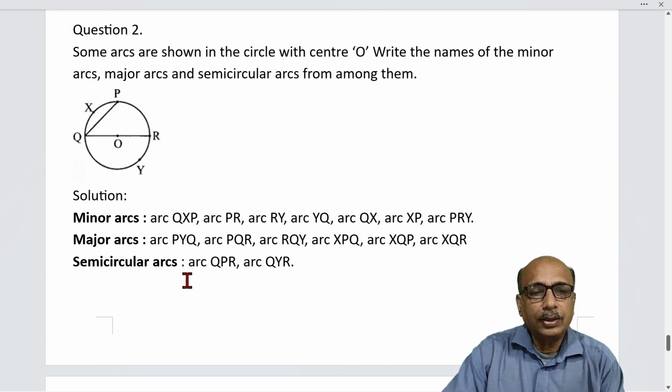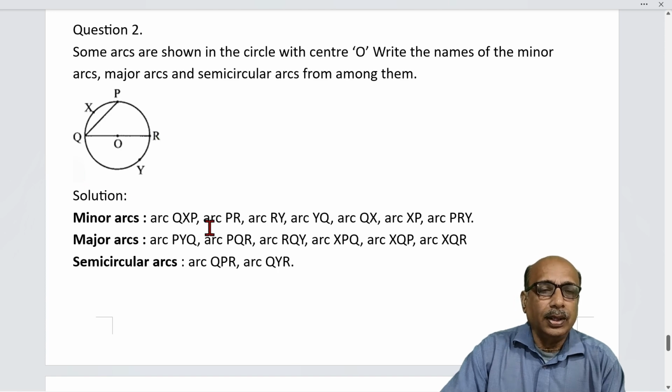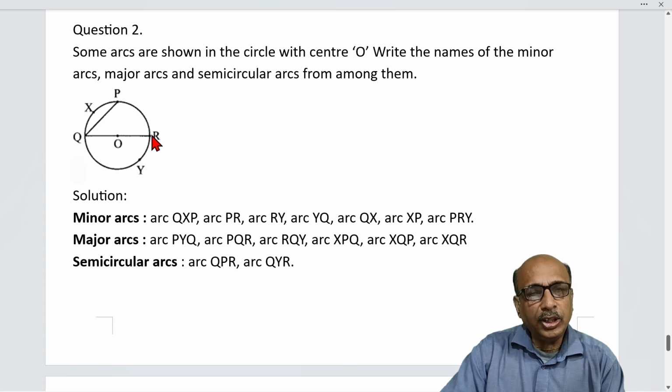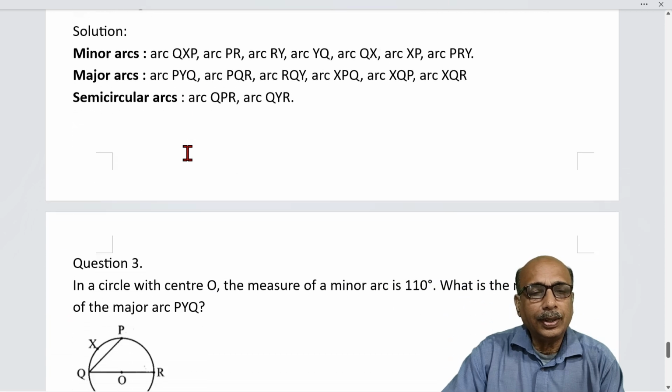Semicircular arcs, how are they formed? With the help of a diameter. So here arc QPR, you can write arc QXR also will do. But Q and R must be part of that arc. Another one is arc QYR. Here these two arcs make an angle of 180 degrees. I am sure it is clear. Next.